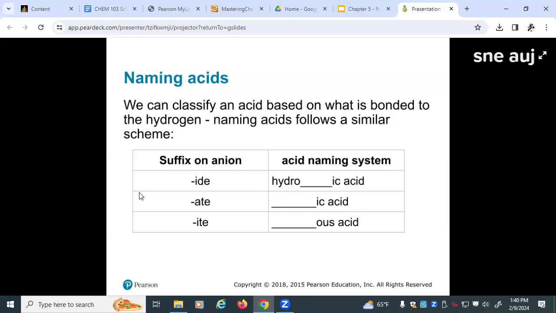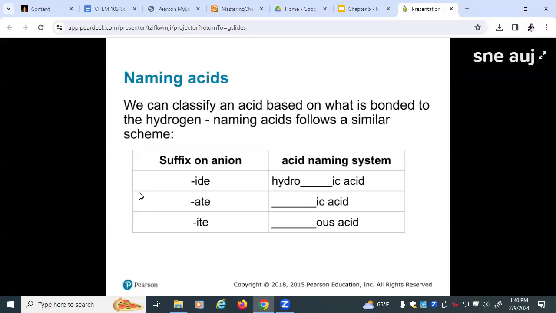So, if my anion, the thing attached to hydrogen, has a name that ends in IDE, like fluoride, chloride, bromide, the name of that acid is going to be hydro-whatever-ic acid. So if I'm dealing with fluorine, hydrofluoric acid. Bromine, hydrobromic acid. Chlorine, hydrochloric acid.